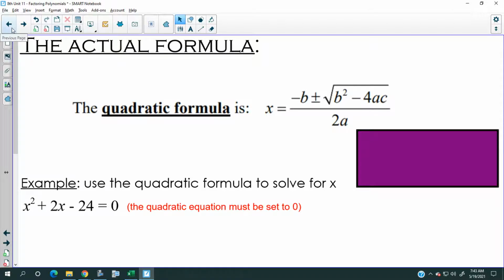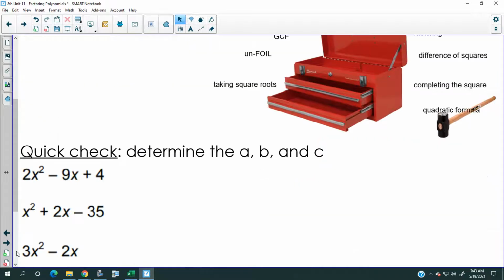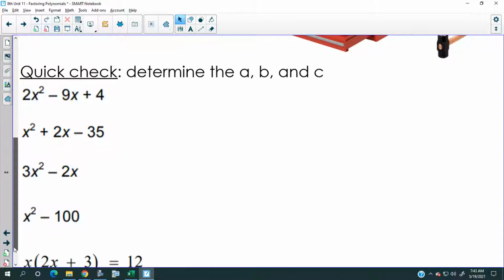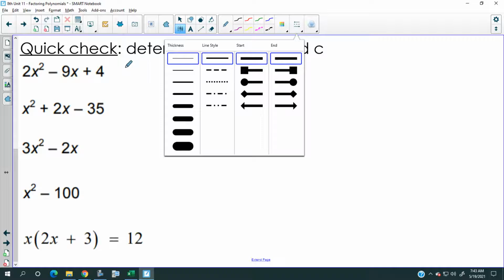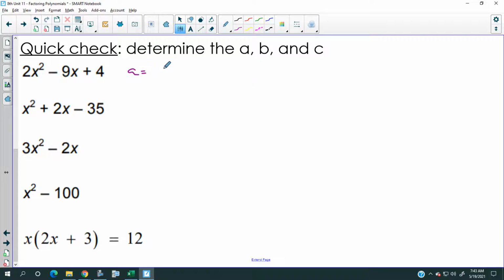Now, before we start looking at the formula, I just want to do a very, very quick review of the A's, B's, and C's of a parabola. I'll go through this again very quickly. For A here, what's A? Yeah, 2. What's B? Yeah, -9. Not 9, -9. And then C is 4.